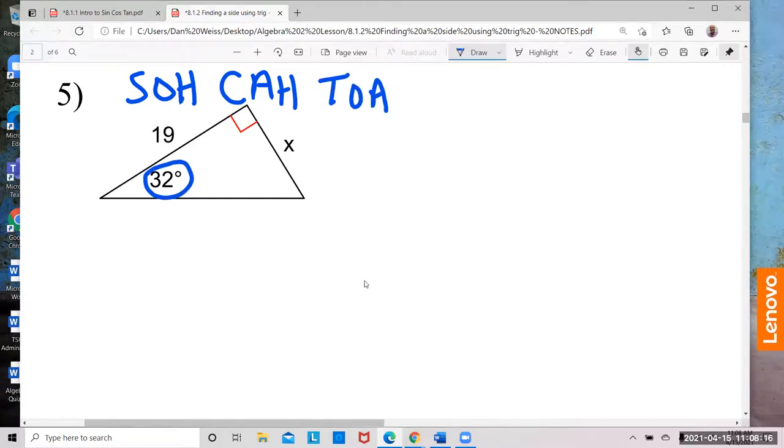And 32 is x opposite, adjacent, or hypotenuse? Hypotenuse is always across from the right angle. See the right angle? It's adjacent. Oh, no, it's opposite. It's opposite. Very good. Do you understand why it's opposite? Because it's across from the angle, from 32 degrees. Okay.